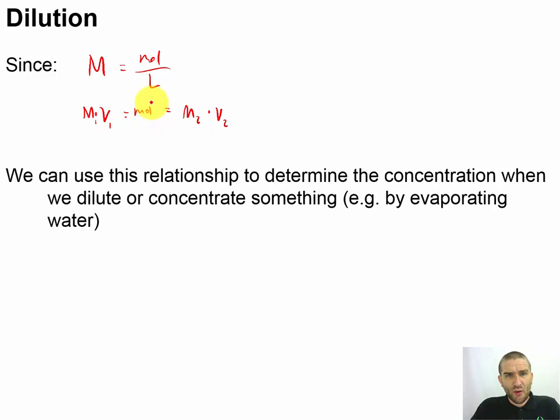You don't need to write the word mole in the center, but it's not a bad idea to do it either, because it reminds you that what you're doing is you're saying the same number of moles that you started with are still present at the end. All that you've done is change how big of a space it has by putting more or less solvent in.